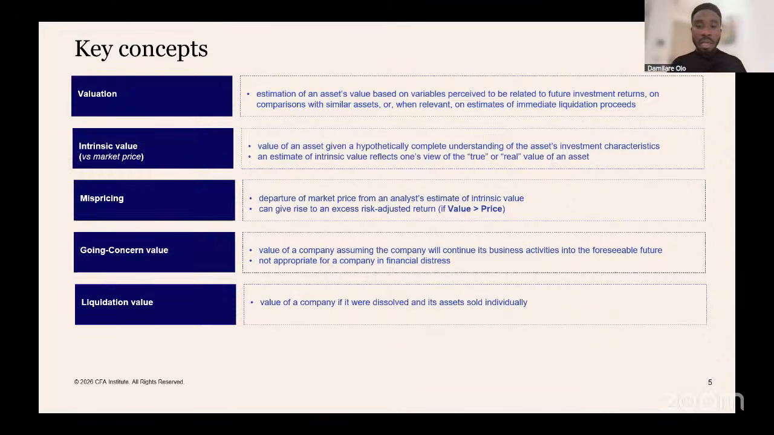And then lastly, when a company is in financial distress and it's about to be dissolved, what you use is a liquidation value. So going concern, you use for a company that will continue to exist into the future in perpetuity, at least as an assumption, while you use liquidation value for a company that is going to be dissolved and its assets are going to be sold individually.